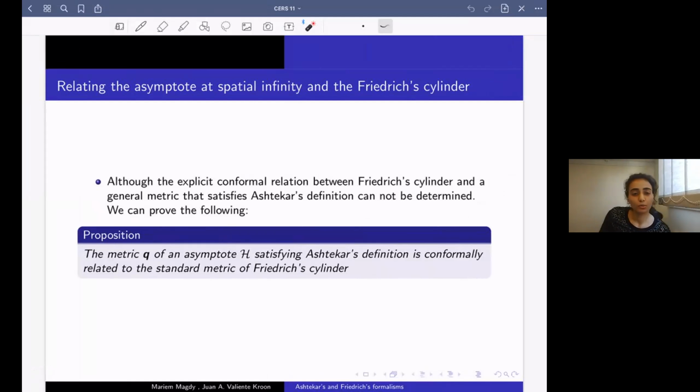Now, in order to relate the construction to the cylinder at spatial infinity, as we did in Minkowski, we first look at relating the three-dimensional metric. Since the definition of Ashtekar is quite general, we can't give an explicit conformal relation between Q, which is the metric of the hyperboloid or the asymptote, and the cylinder at spatial infinity. However, we can prove the proposition that the metric Q of an asymptote H satisfying the Ashtekar definition is conformally related to the standard metric of the Friedrich cylinder.